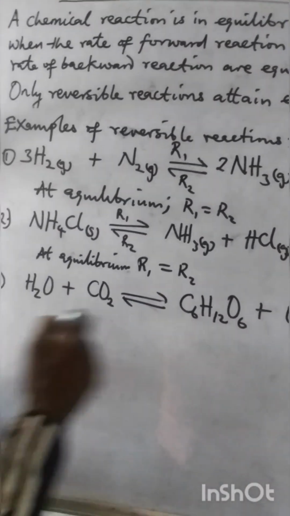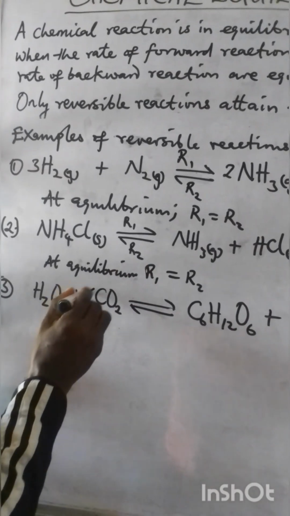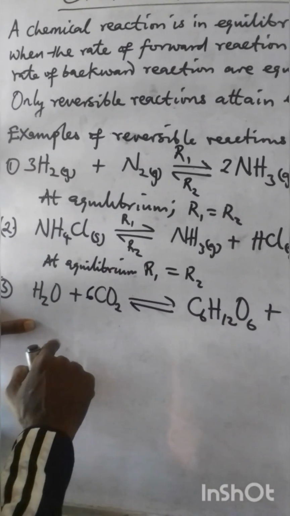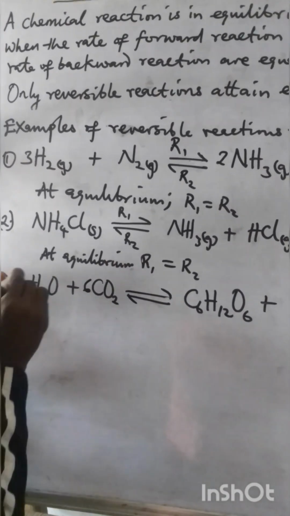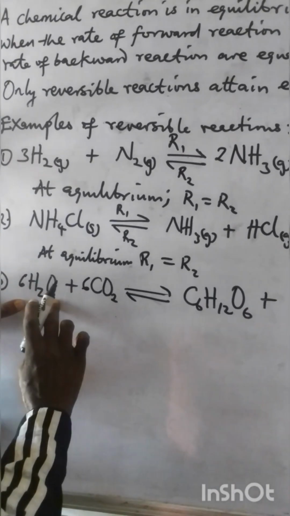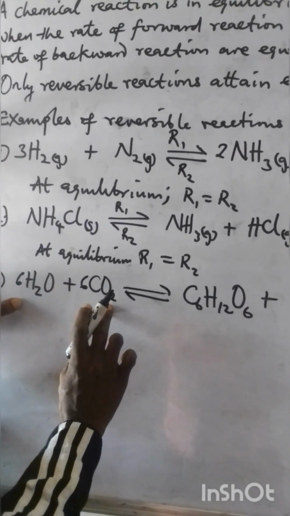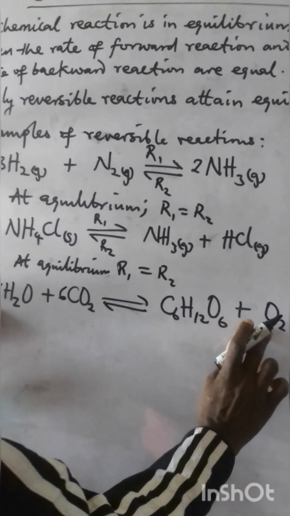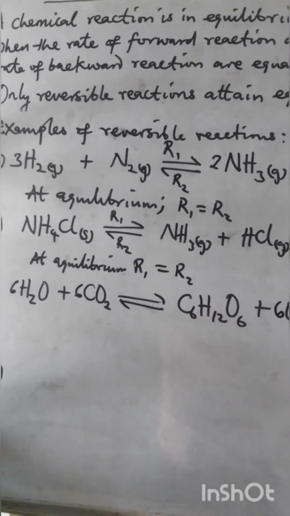To balance the equation, carbon is 6 here, so you write 6 at the back of carbon dioxide. Hydrogen is 12 here, you write 6 at the back of water. Oxygen, 6 plus 12, 18. 6 plus, you make this place 12 by writing 6, so it's balanced.